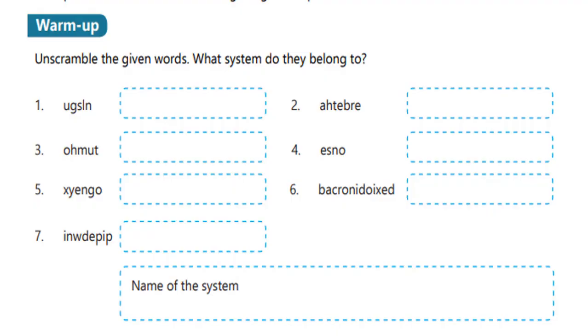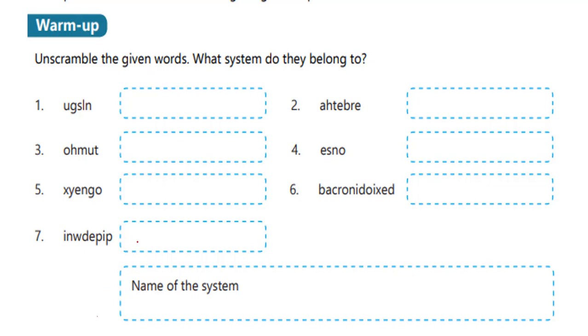Hello everyone. In this session we are going to discuss a very important topic from respiration, that is respiration in human beings. So you will understand exactly what happens when we inhale air and what happens when we exhale air, or exactly how there is exchange of gases between humans and the environment.